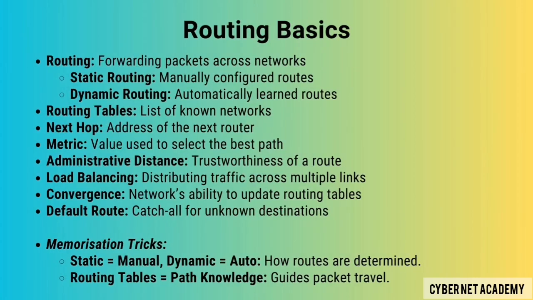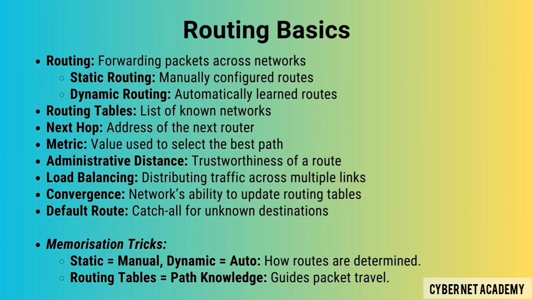Routing is the process of forwarding data packets between different networks based on IP addresses. We have static routing with manually configured routes, good for small, stable networks, and dynamic routing that learns routes automatically, ideal for larger, more complex networks. A routing table contains destination networks, next hops, exit interfaces, and metrics.